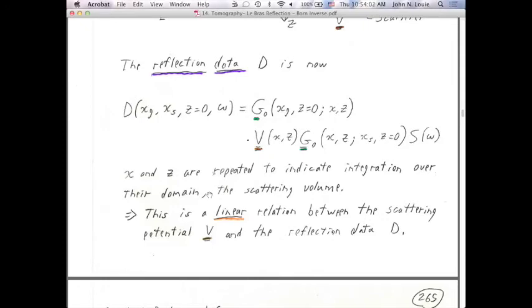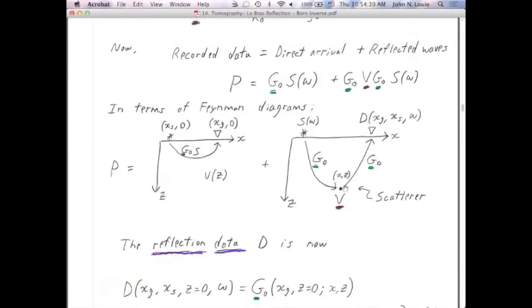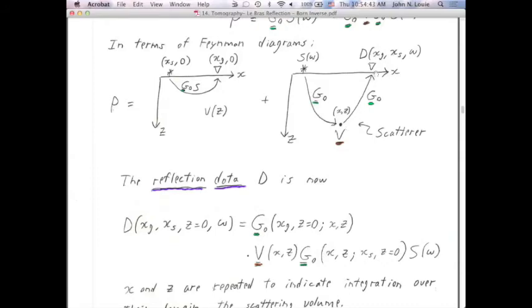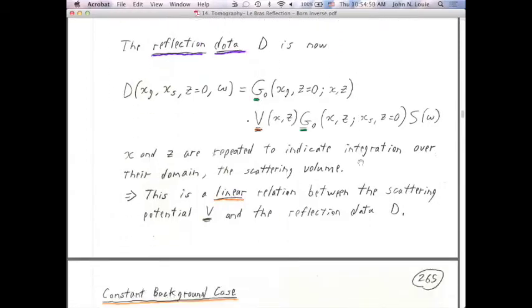Now the x and z. What the repetition indicates, right? x and z is there and there and there. That indicates integration over their domain, over the scattering volume. And that's really the theory that Kirchhoff put together, about what it is that you add up to fully carry the idea of the Feynman diagram, where a reflection can be created anywhere in this volume at different scattering potentials and with different ray propagation from the sources to the reflector and then back to the receiver.